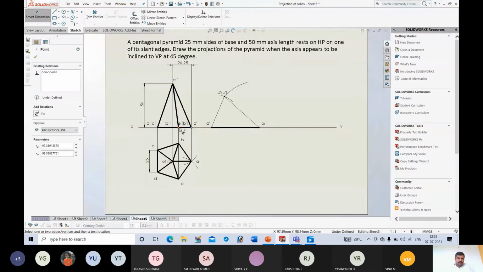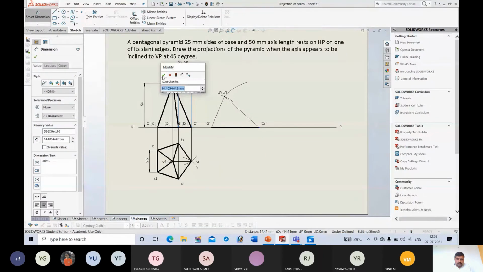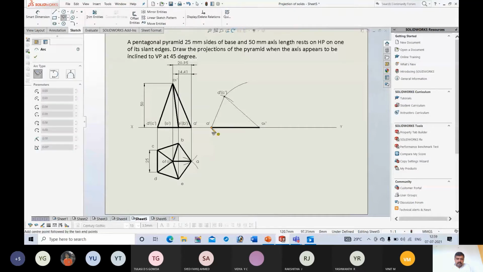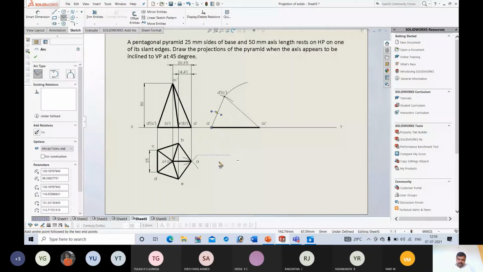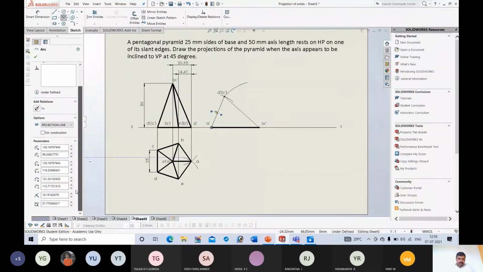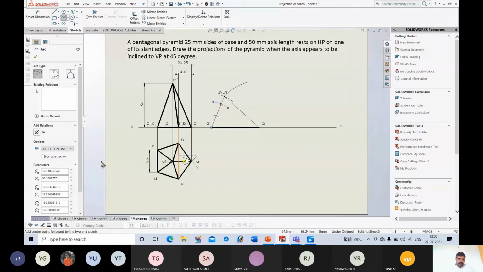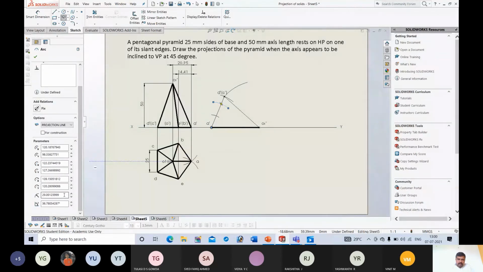Okay, next, you should use the compass. I am using the center pointer. With A as center and the radial distance between A to E, that is A dash E dash, as radius, I will draw an arc. Next, again with A as center and the radial distance between A to O as radius, I will draw an arc. Like this, I will get the points.